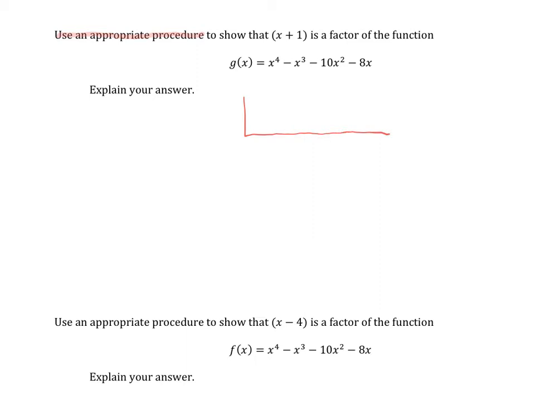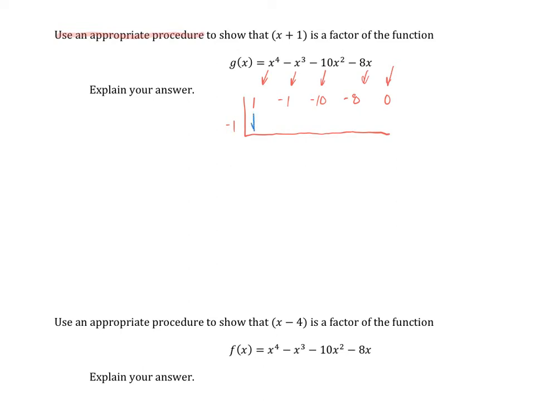With synthetic division, I'm going to put a 1 because that's the coefficient for my x to the fourth. I'm going to put a negative 1 because that's the coefficient for my x to the third. I'm going to put a negative 10. I'm going to put a negative 8. And I'm missing a constant, so I will put a 0 to hold its place. The number I'll use here is going to be negative 1.